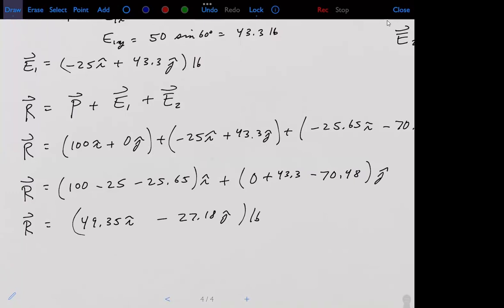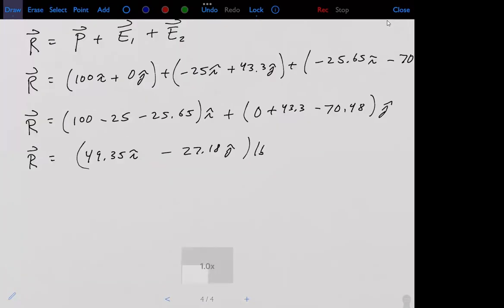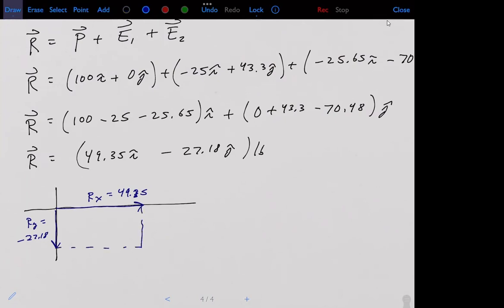It's in component form. Let's convert it to polar form. So if I were to draw this out, right, it would have an x component that's positive. This is like Rx, 49.35. And a y component, it's negative. So negative 27.18. So that means the actual vector is in this fourth quadrant here, which is what we found graphically, right? So that's R.